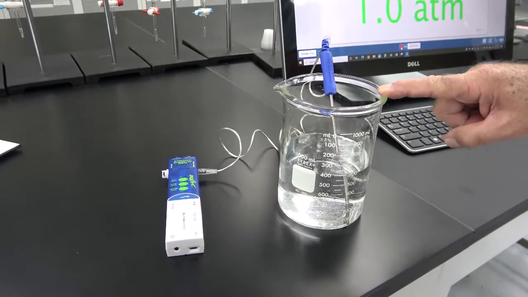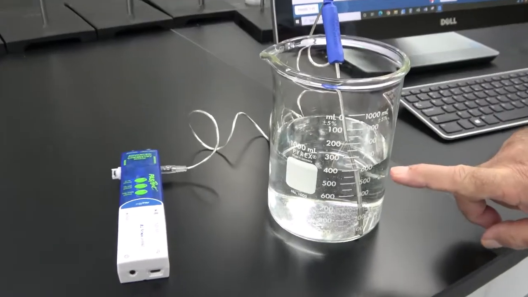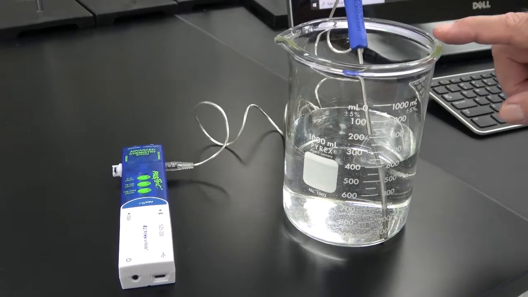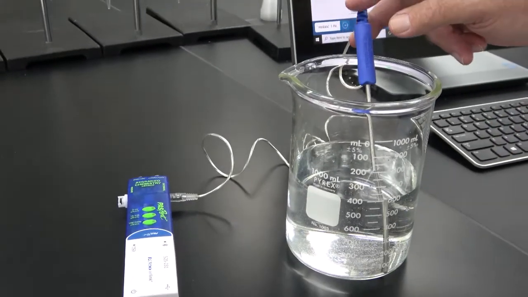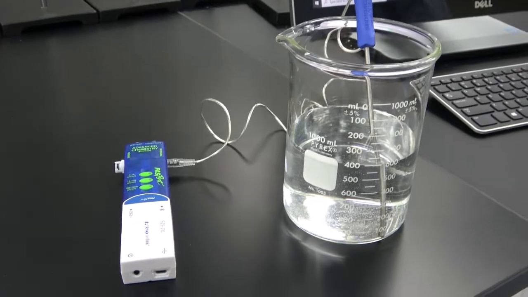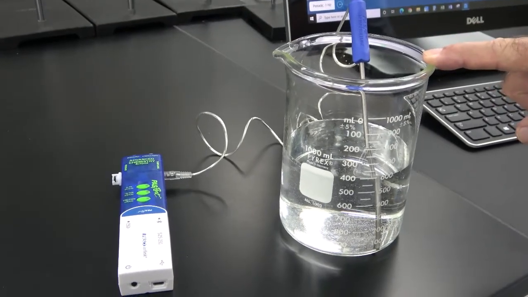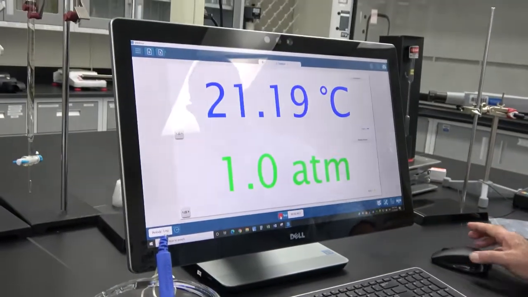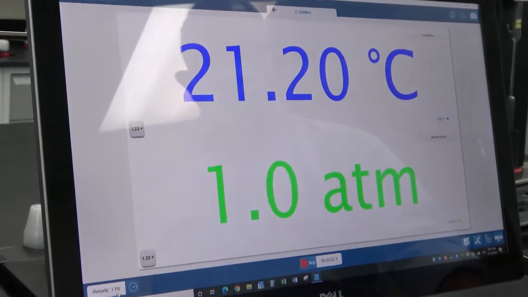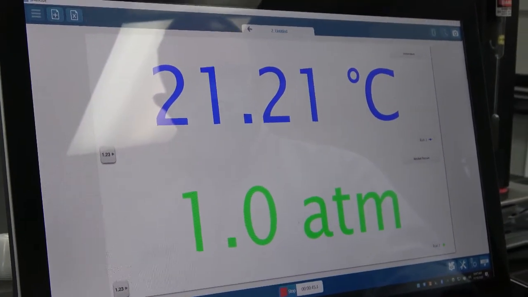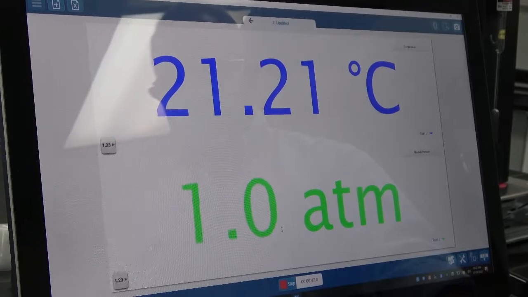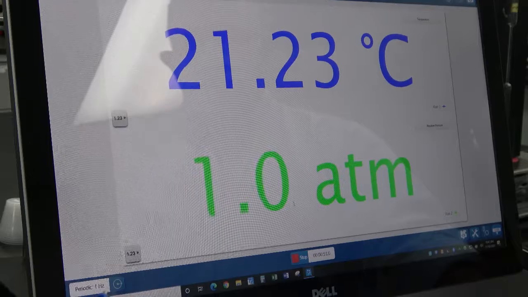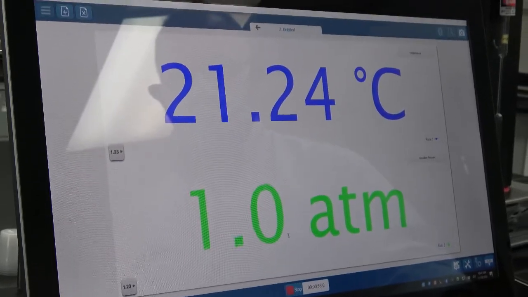In a 1000 milliliter beaker, fill it up with about 600 milliliters of water and submerge a temperature probe in it. Your instructor is going to give you instructions on how to do it. And then on the screen of the computer that you have in your lab bench, you're going to read the temperature of the water and the atmospheric pressure, which is going to be your total pressure in the experiment, and write it down in your lab manual.